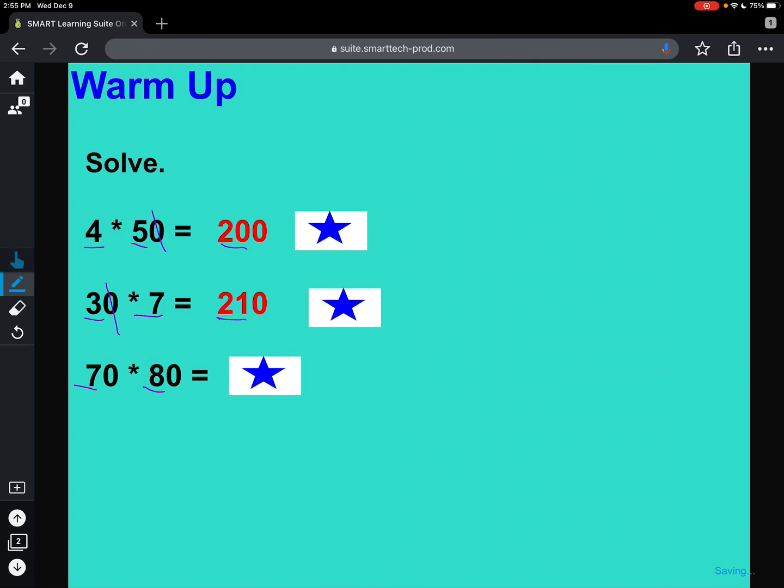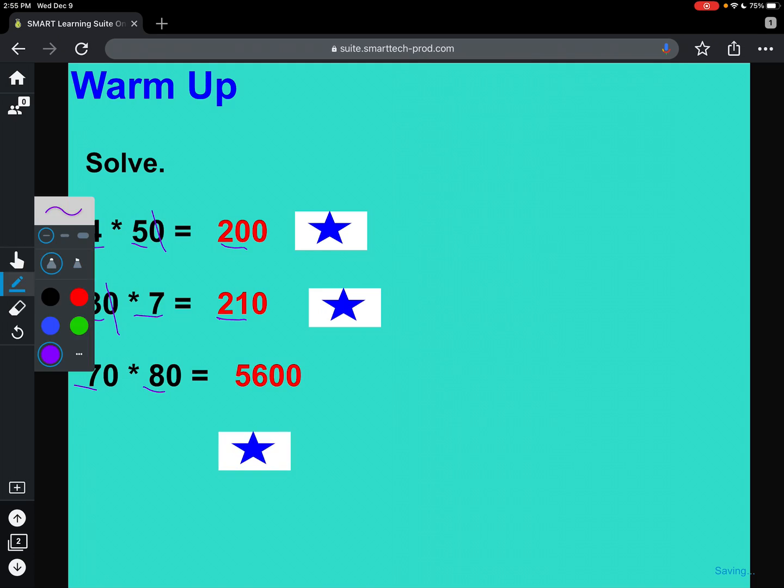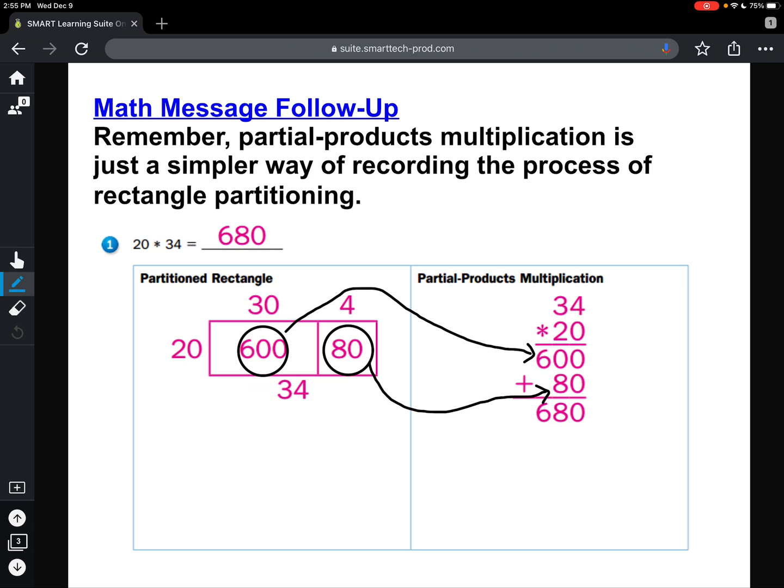My last one here, 7 times 8, that gives me 56, and then I have 2 zeros to add on to the end of my number. So my answer is 5,600. How'd you do?